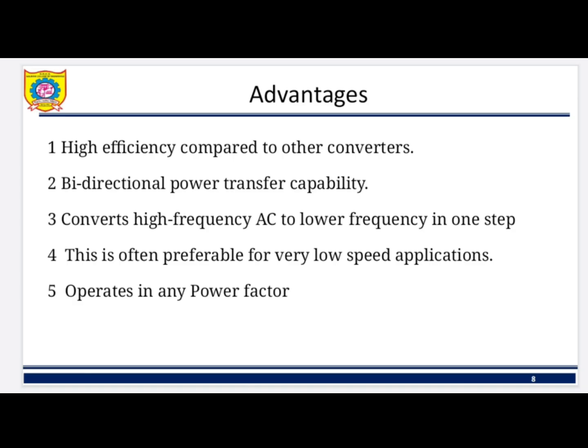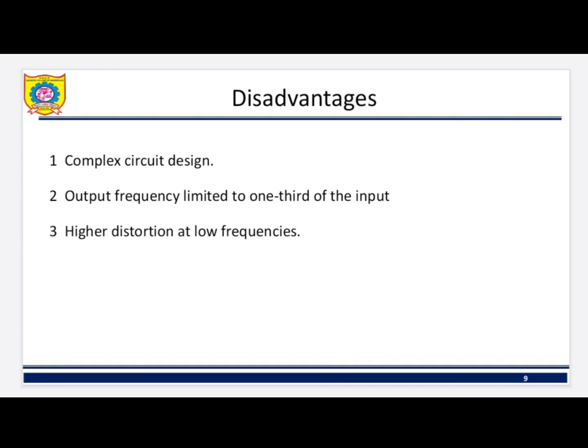Advantages of cycloconverter. First, high efficiency compared to other converters. Second, bidirectional power transfer capability. Third, converts high frequency AC to a lower frequency in one step. This is often preferable for very low speed applications. Fifth, operates at any power factor.